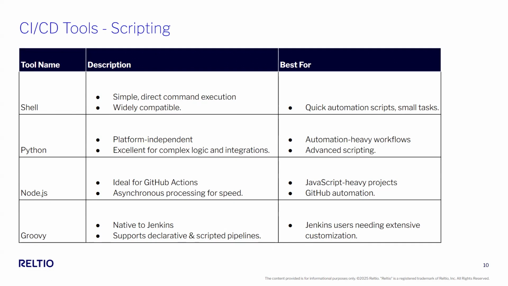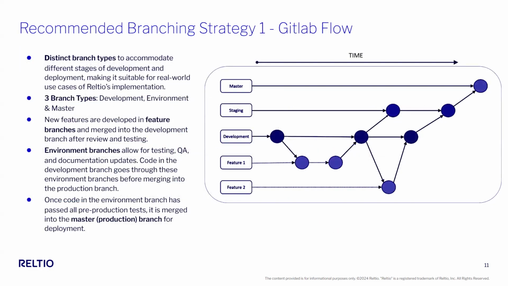Moving ahead, I have two recommended branching strategies that you can use when you are implementing version control and CI/CD pipeline, right? Again, these are recommendations. You can always stick to the branching mechanism that is already used in your organization. You need not look at these, but if you are starting from scratch, these are some of the recommendations.